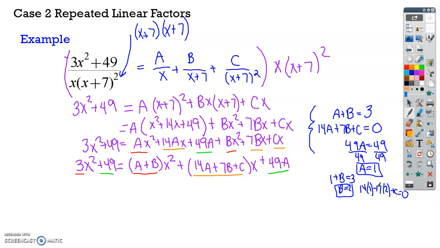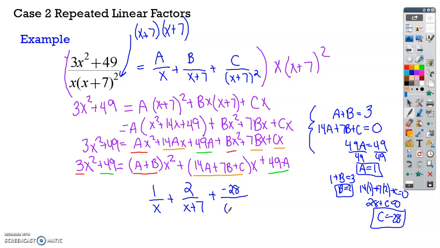So that doesn't look pretty, I'm sorry. That's 14 and 14, so 28 plus c is 0, so c is negative 28. So the final answer looks like writing those coefficients now in my original setup. So 1 over x plus 2 over x plus 7, plus, you can put plus negative 28 or you could put minus 28. Either one's fine. x plus 7 squared.